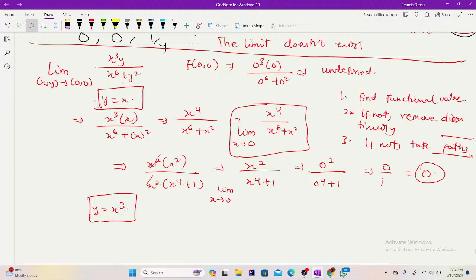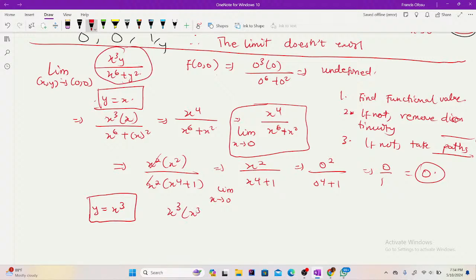Now, as I'm taking y equals x cubed, what am I doing? I just need to put it in my function. Wherever I see y, I put x cubed. So I'll have x cubed multiplying x cubed all over x to the power 6, plus, open bracket, x cubed all squared. This gives me x to the power 6 at the numerator, and x to the power 6 plus x to the power 6 in the denominator, so x to the power 6 over 2x to the power 6. So x to the power 6 cancels, and what am I getting?